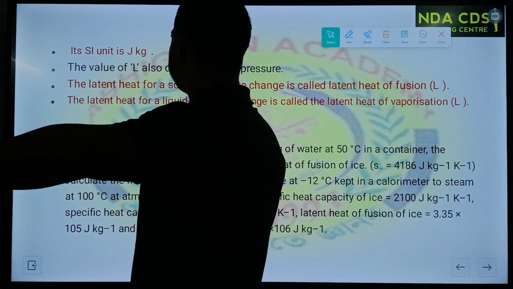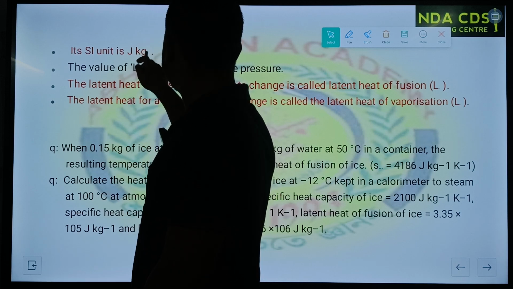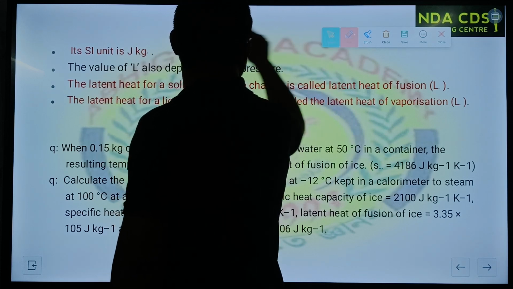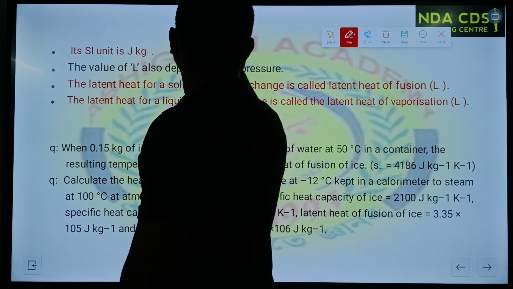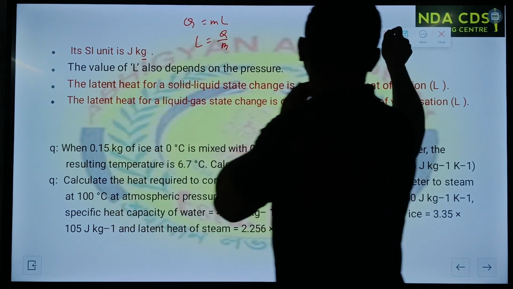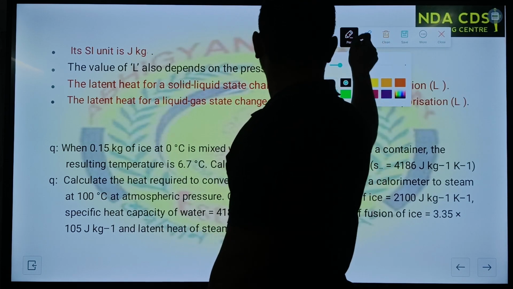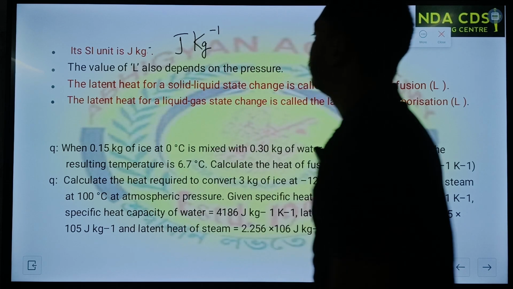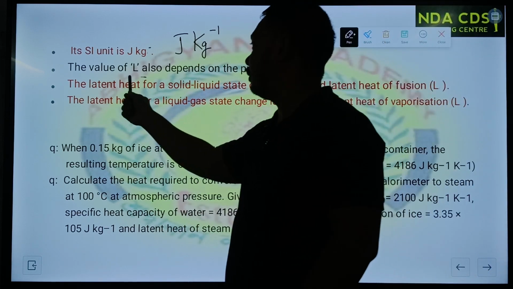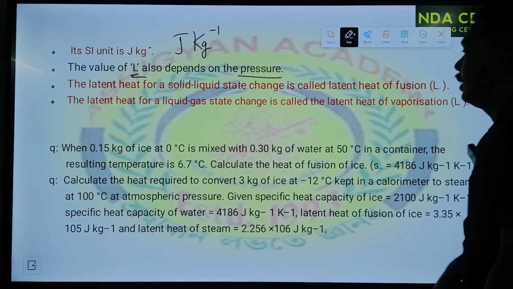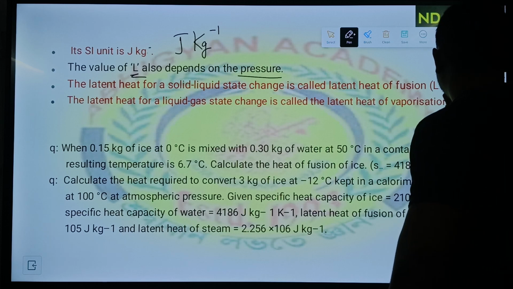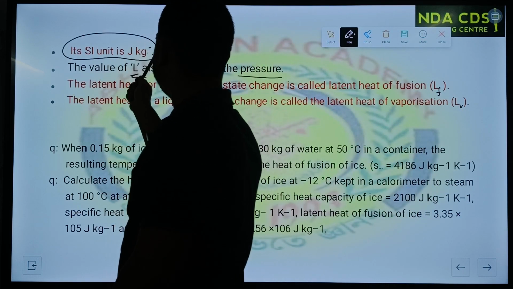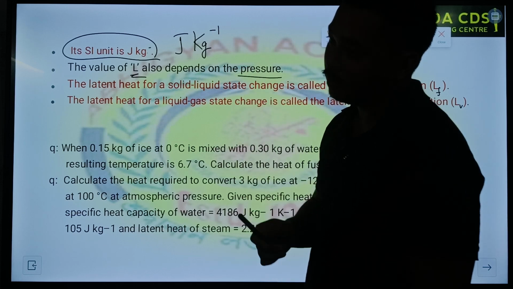Do one thing, check the SI unit of latent heat. Is it -1 or is it a typo? Just check once: kg or kg to ml. Okay, yeah, you are correct. Q is equal to mL, so L is Q by M, mass हो जाएगा inverse. Yeah, okay, correct. This is the inverse one. Okay, let me write it correctly: Joule per kg, J kg^-1. Also, value of L depends on pressure. ये लिखो, कोई बात नहीं. And comma करके also depends on pressure ऐसे लिख के रख दो.